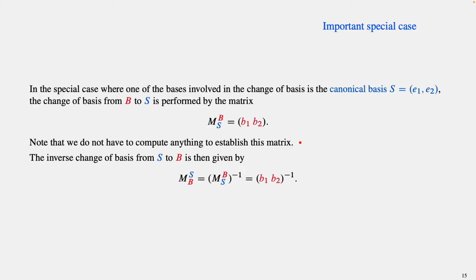That's very convenient. And so the inverse change of basis from S to B, so from the canonical basis into the basis B, is just, as we know, given by the inverse matrix. So in this case, we just take the matrix with columns B1, B2 and compute the inverse. That's important to remember because in this situation it's very easy to write down the change of basis. And also in the converse direction we can just write down this matrix and take the inverse.